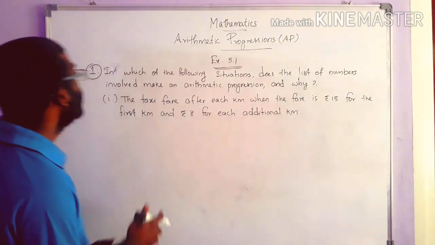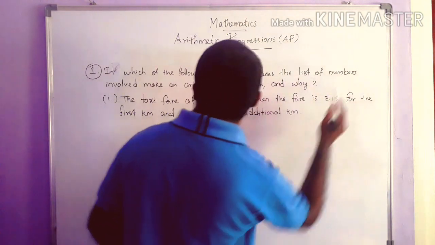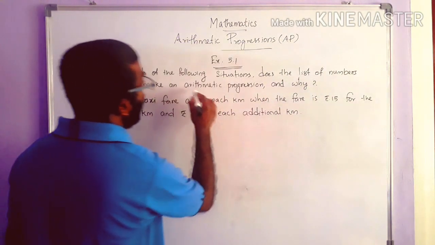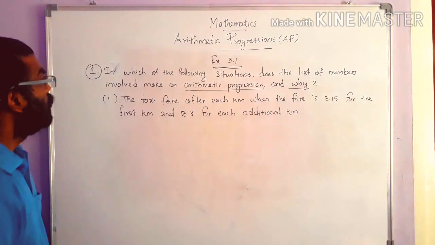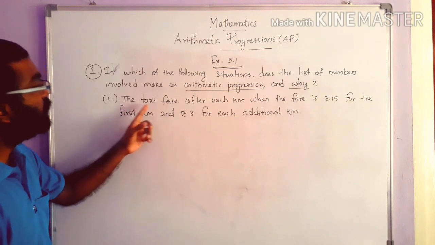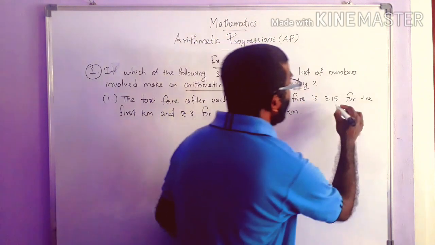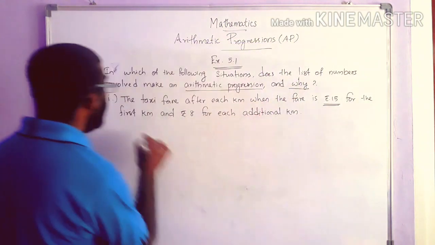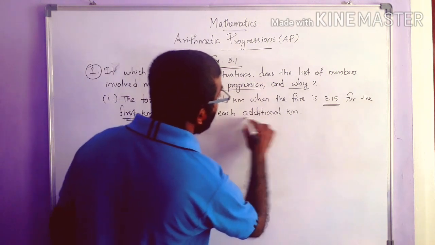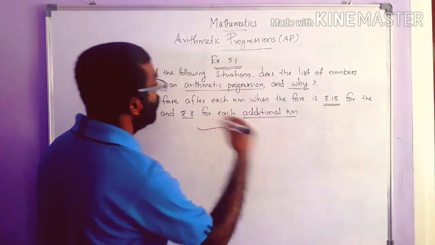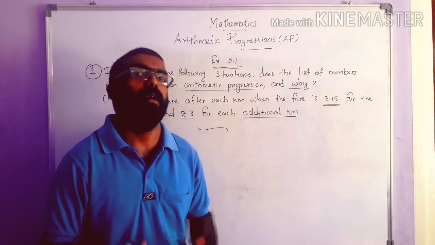The first question is, in which of the following situations does the list of numbers involved make an arithmetic progression and why? First sub-question, the taxi fare after each kilometer when the fare is rupees 15 for the first kilometer and rupees 8 for each additional kilometer. So we have to find whether the given situation is an AP or not.